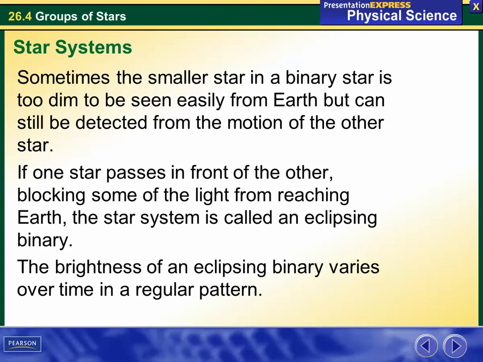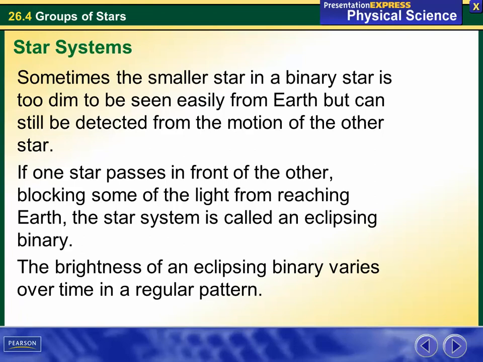If one star passes in front of the other, sometimes it will block some of the light from reaching the Earth, and that's called an eclipsing binary star system. It's kind of like an eclipse, where the sun, moon, and Earth all line up and light from the sun is blocked out, either on the moon or on Earth. Sometimes light from one star will be blocked by the other star. That's called an eclipsing binary.